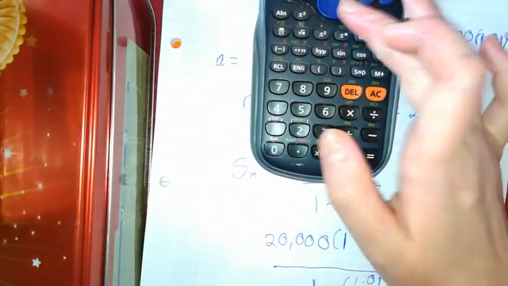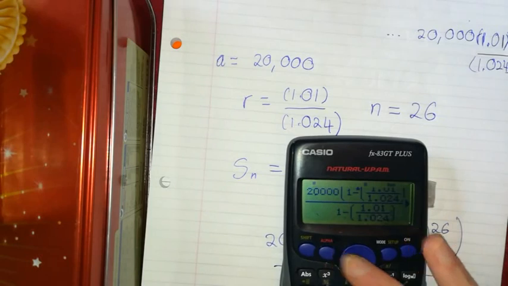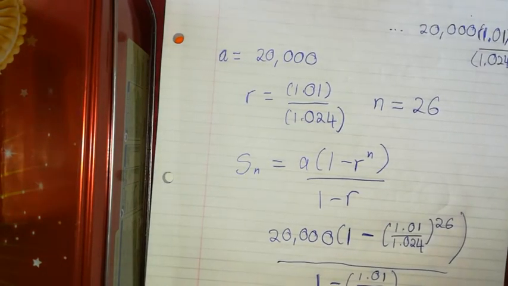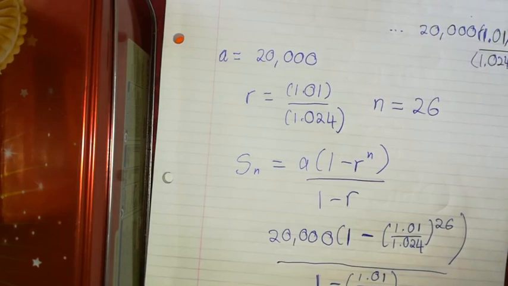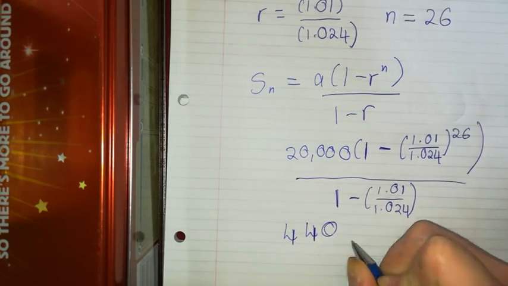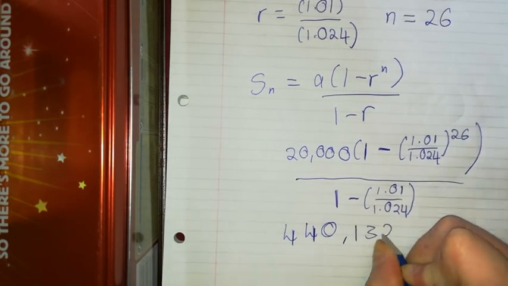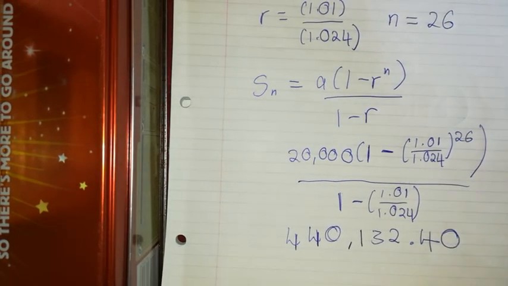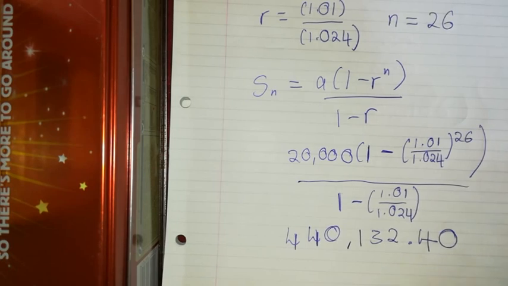So I'm just going to check I have everything entered in correctly. Minus 1.01 over 1.024, and 20,000. So that's okay for that. So altogether it's going to be 440,132.40. So that's how much they're going to have set aside on the day of their retirement. So that is our answer for that. Thank you.